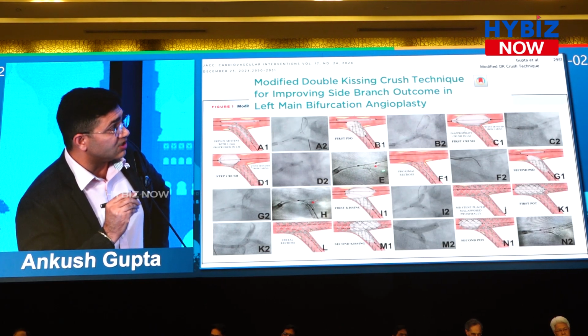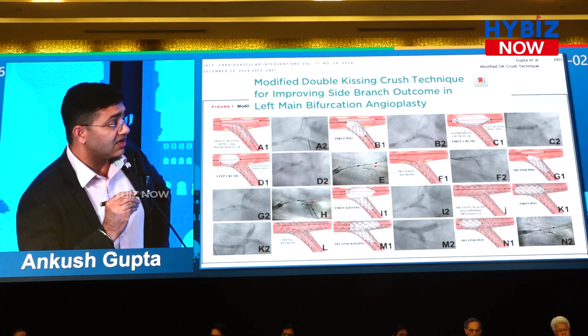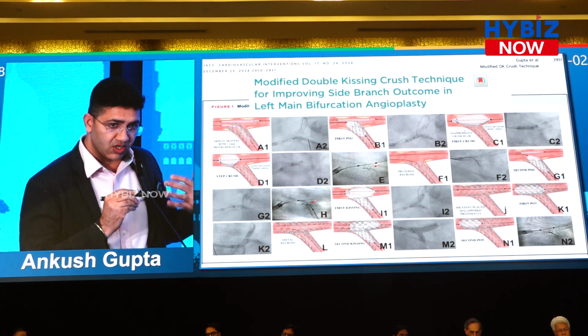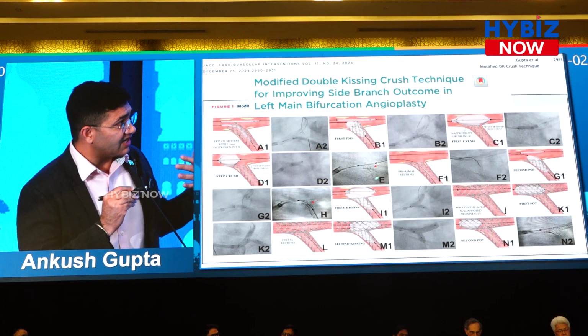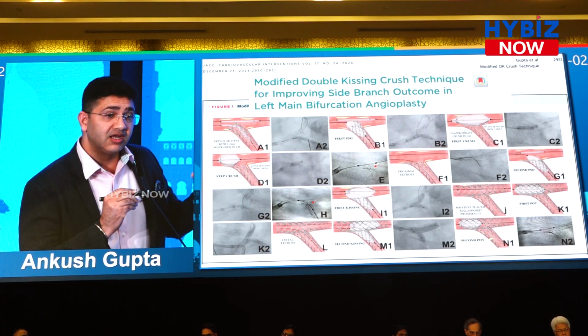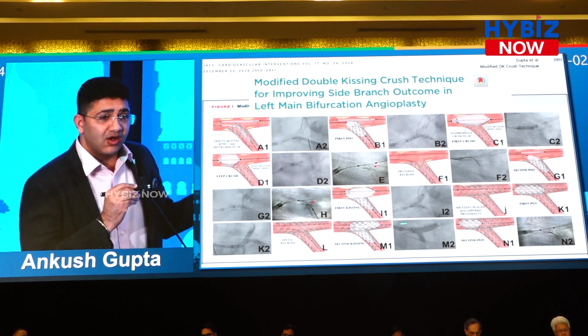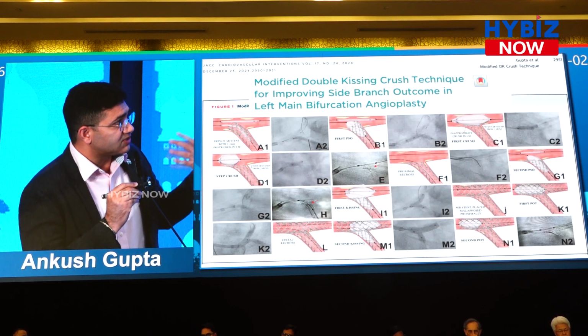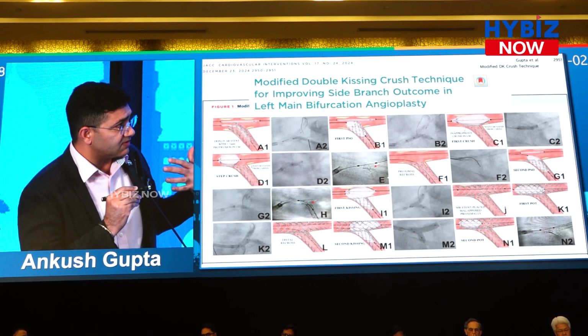So here you can't go for a distal recross, because you may go abluminally. So it's always advisable to do the first recross in DK crush, in this modified DK crush, proximally. Let us suppose you are doing wiring in an AP view, always go from the proximal half of the stent struts. This is a proximal recross. After you have done the proximal recross, first align your stent to the carina.